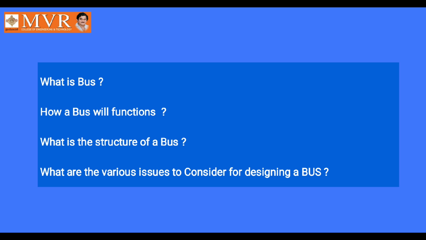But nowadays, is that what is happening? No. Multiple devices are working together. For that, different types of bus structures are generated. When we discuss the structure of the bus, or the various issues to consider for designing a bus, we will discuss how various signals can be transferred to different components of a computer from the CPU, and vice versa.